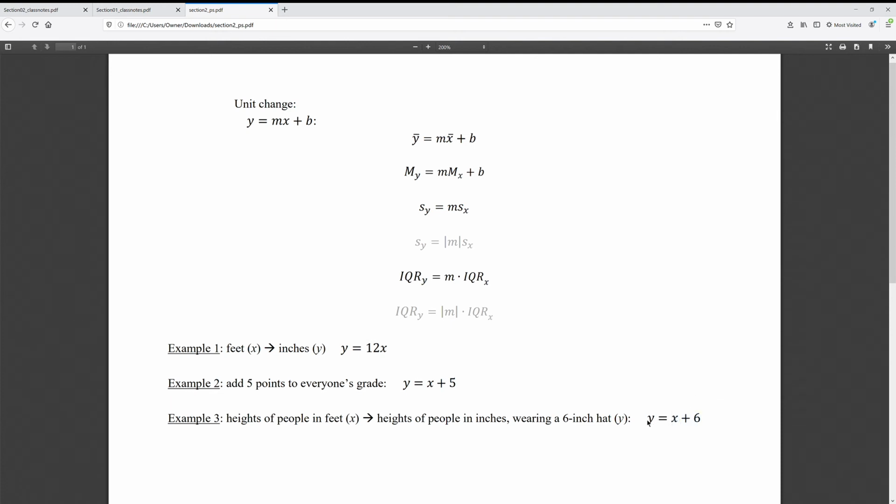So if y equals 12x plus 6, then the new mean is going to be 12 times the old mean plus 6. The new median is going to be 12 times the old median plus 6, but the new standard deviation is going to be 12 times the old standard deviation. The plus 6 is irrelevant. And the new IQR is going to be 12 times the old IQR. The plus 6 is irrelevant. Again, pretend this is 12x plus 6. That's a cut and paste typo.